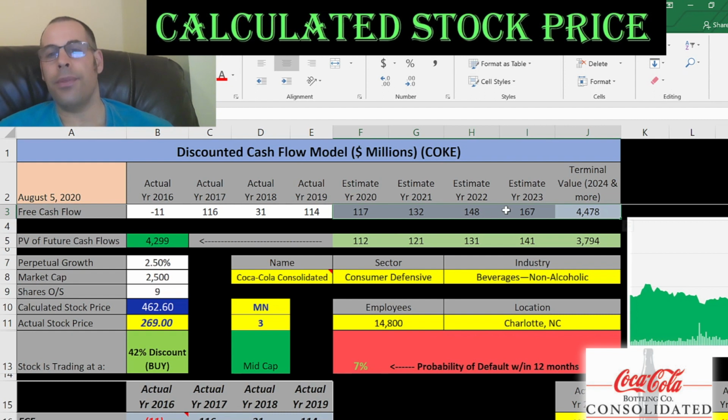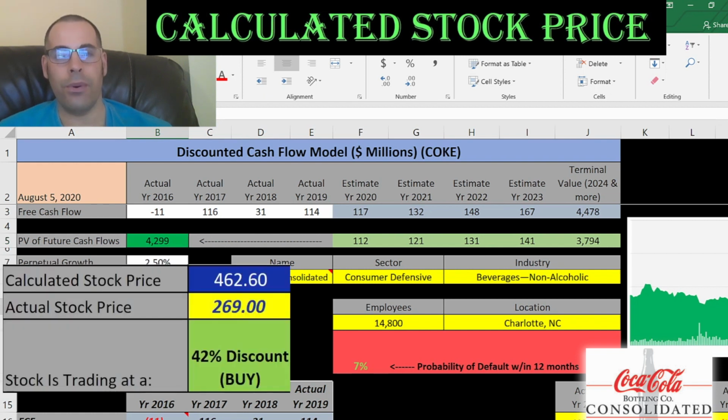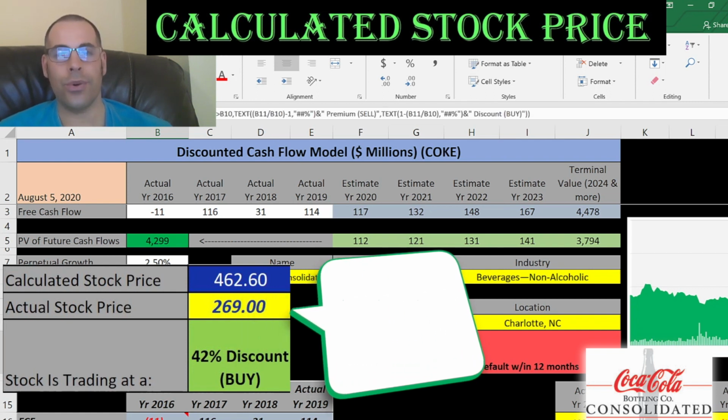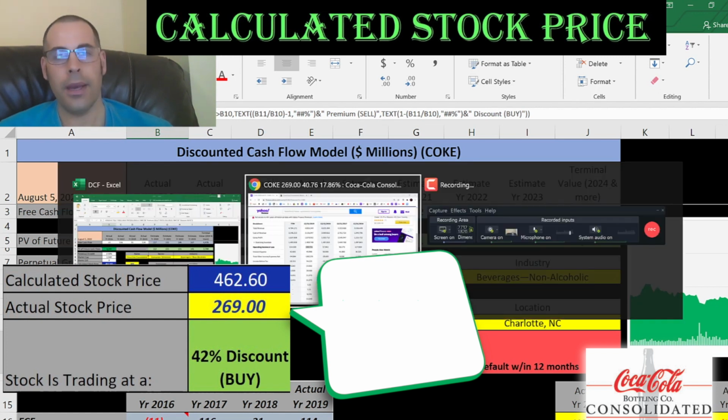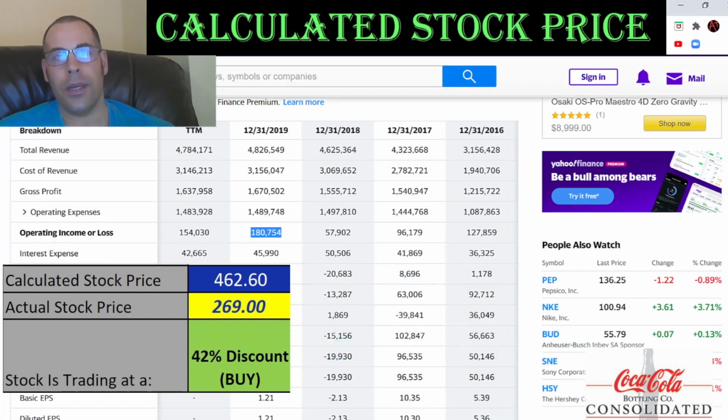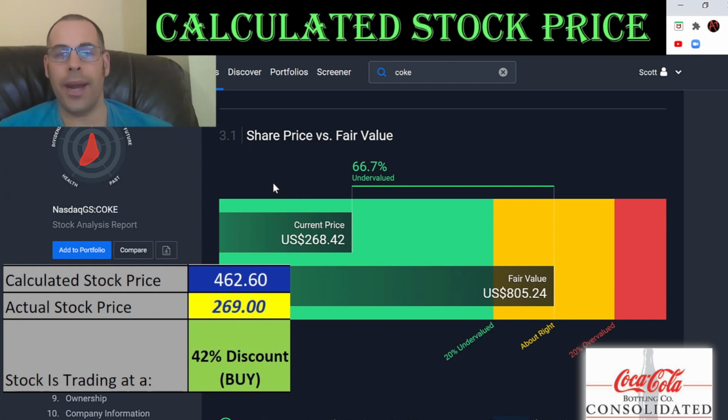Now we have to discount these numbers back to today's value. That's in green here. And if we add these numbers up, that's $4.3 billion. That's the value of the company according to the model. We divide that by 9 million shares and we get an intrinsic stock price of $463. So it's trading at $269, so it's trading at a 42% discount. So it's a pretty strong buy according to the model. Let's see what Simply Wall Street says. They're even higher, they're at 805, so they're saying the stock is really undervalued.